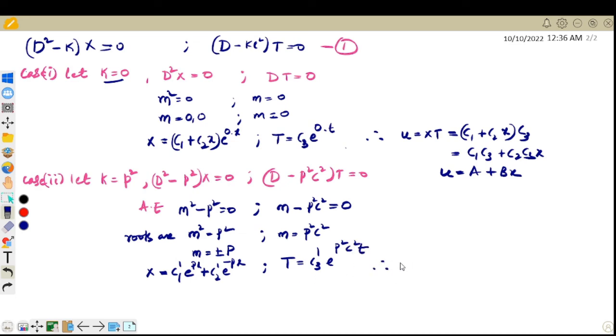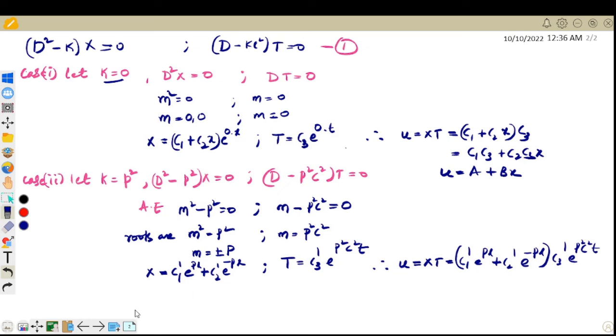Therefore, by using method of separation of variables, u is equal to X T is the solution: c1 dash e raised to px plus c2 dash into e raised to minus px, into c3 dash into e raised to p square c square t is the solution.